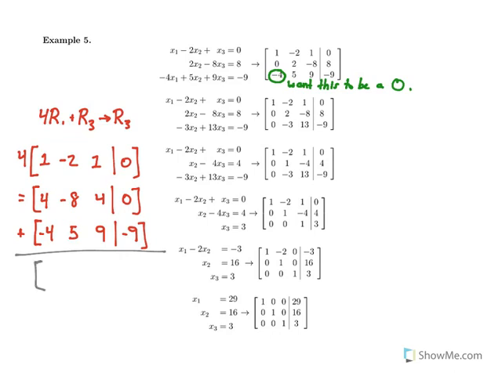That'll give us 4 minus 4 is 0. Minus 8 plus 5 is minus 3. 4 plus 9 is 13. And 0 minus 9 is minus 9. And that's exactly the row that we ended up with at the end. So that's what that replacement operation is doing. We're taking a multiple of one row, adding it to another, and then replacing that last row.